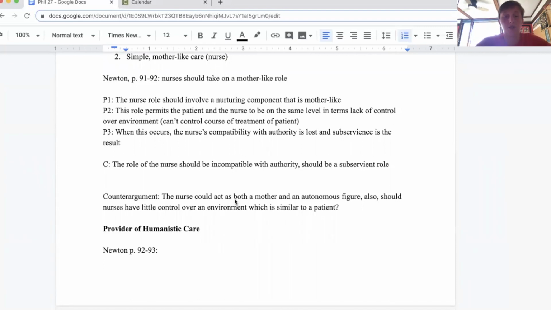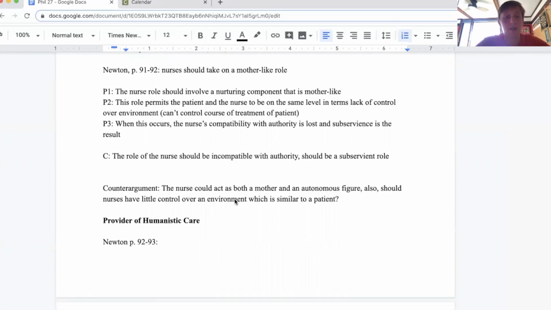A counter argument could be that the nurse could act as both a mother and an autonomous figure. And also, should nurses have little control over an environment, which is similar to a patient, because nurses could add a lot to the hospital system, and little control over the course of treatment could be detrimental. So that's a counter argument.